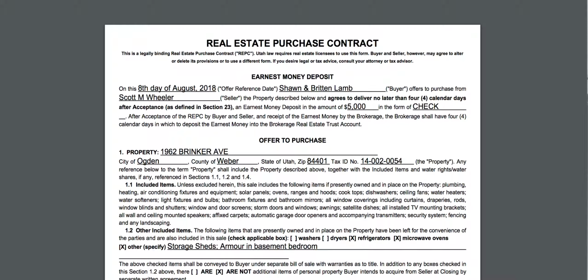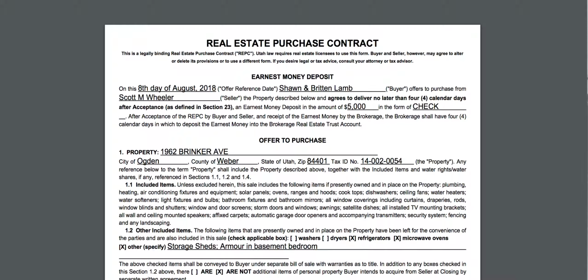So Sean and Britton Lamb offered to purchase the property from Scott M. Wheeler. We did pull the seller's exact name from the county records, which I always suggest you do to cross-reference and make sure you spell it correctly. Because again, if you have any errors in spelling, that's going to be a discrepancy and could be something that comes up later down the road.